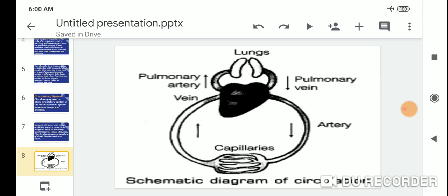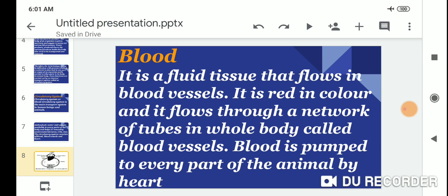Look at this picture. The heart, the capillaries, the pulmonary arteries and veins, and the lungs. This shows how the blood reaches our whole body. So this is the diagram of circulation.